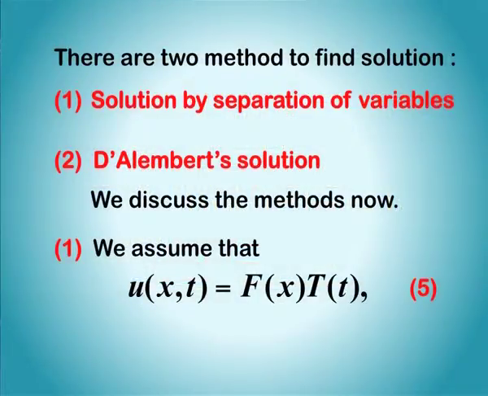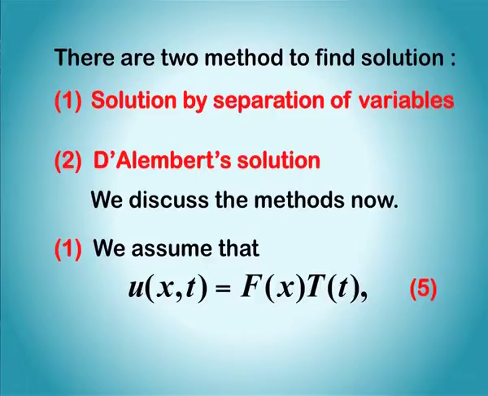Important thing is there are two methods to find a solution. Like every equation has methods, similarly this also has a method. We are adopting two methods. One is solution by separation of the variables and the second is D'Alembert solution. The title of the lecture has this name, D'Alembert solution. We discuss these two methods first and second, one after the other.